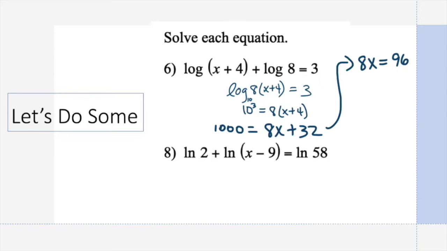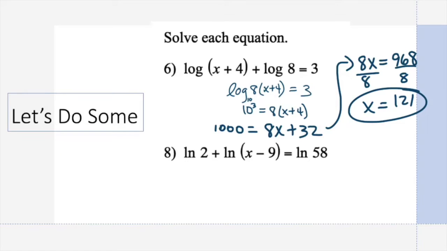968. Okay, now we're going to divide by 8. X will equal 121. I'm so glad that was even. Me too. All right, let's go to number 8.